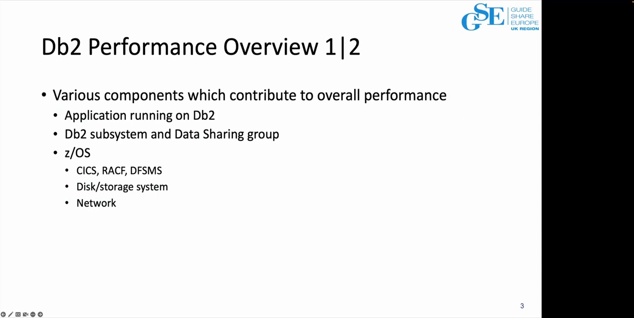There are various components which contribute to the overall performance, like the application running on DB2, the DB2 subsystem or the data sharing group, and the operating system, z/OS. And the explain or access path topic fits in both the application and DB2 subsystem spaces because it's related to SQL and some of the configurations in our subsystems.